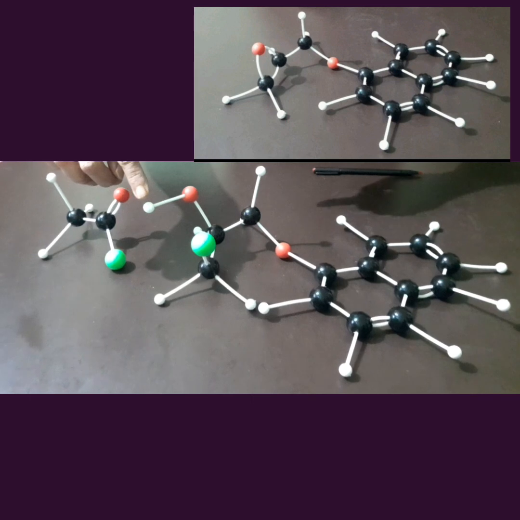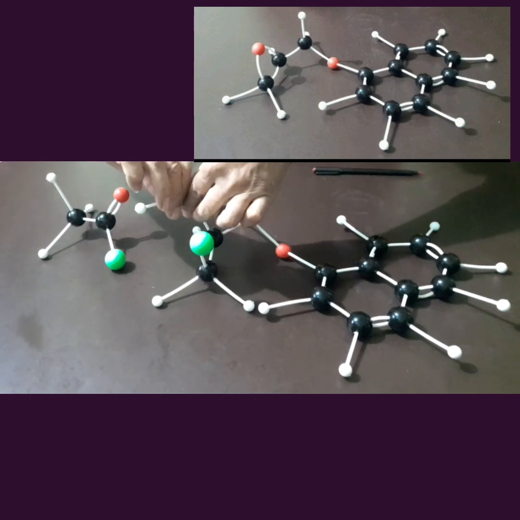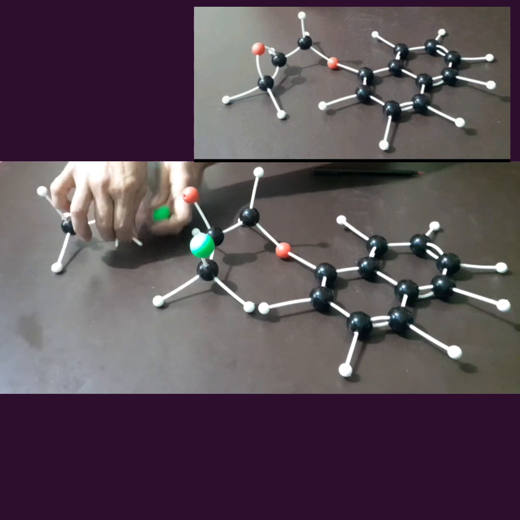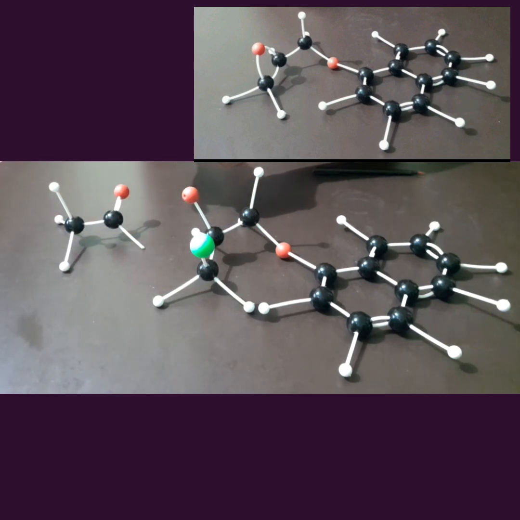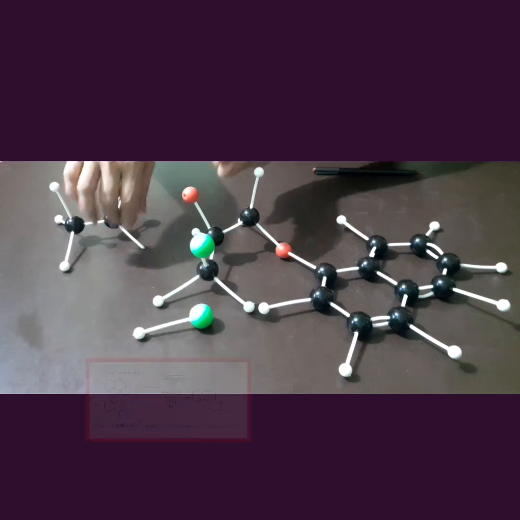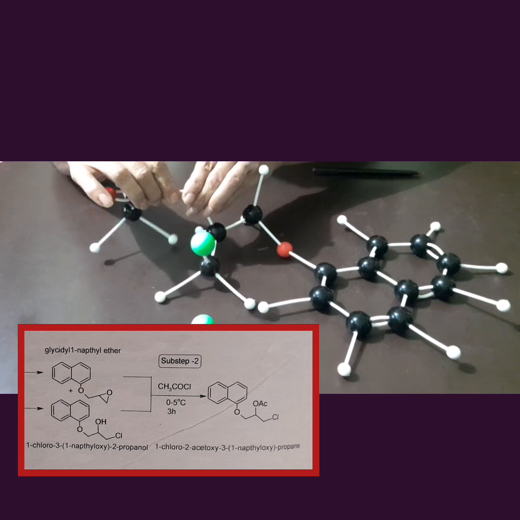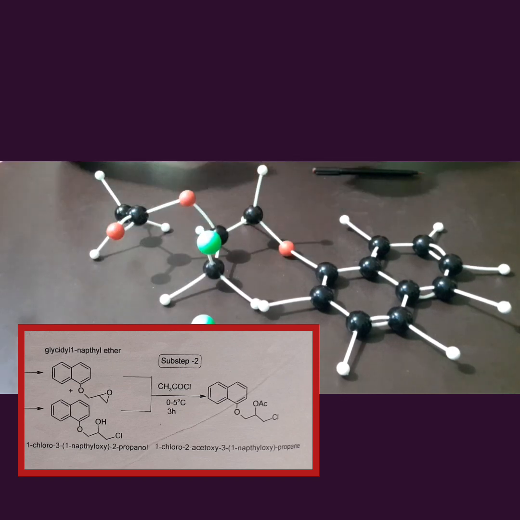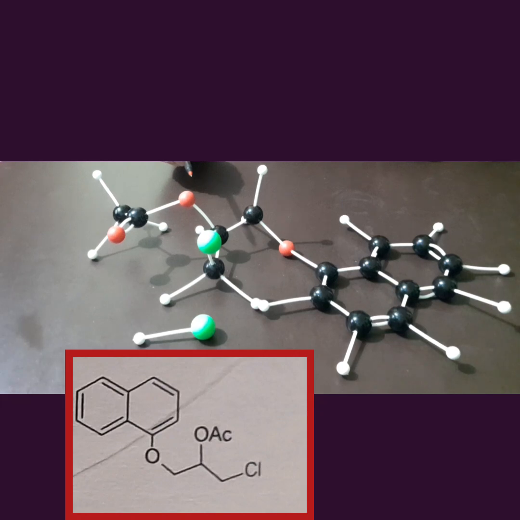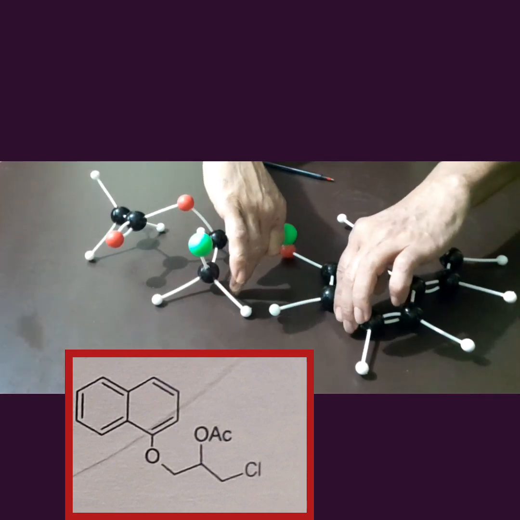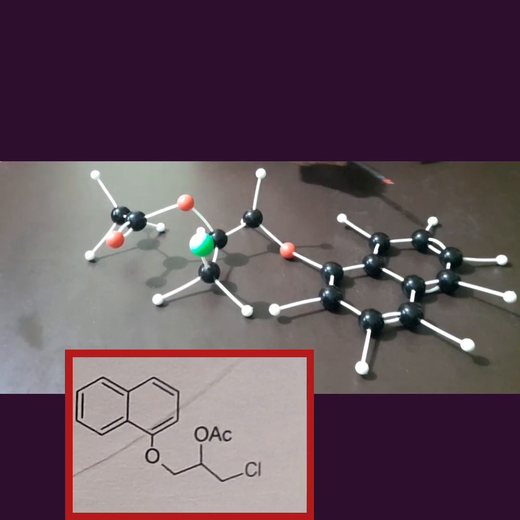So this is H, this is Cl, so let's attach H with Cl. Again HCl is generated. And this would combine with the O of OH to form COCH3, the acetyl derivative of the compound. So this is our compound. Now this is what has to be treated with the enzyme.